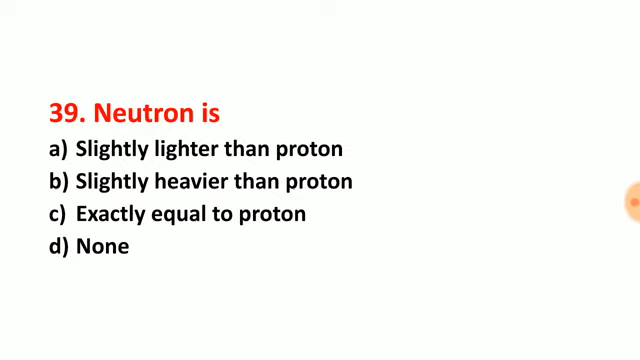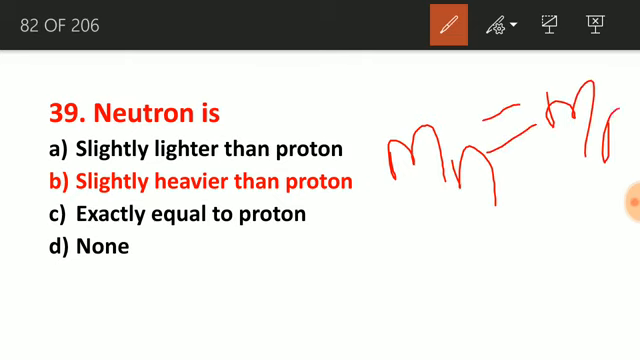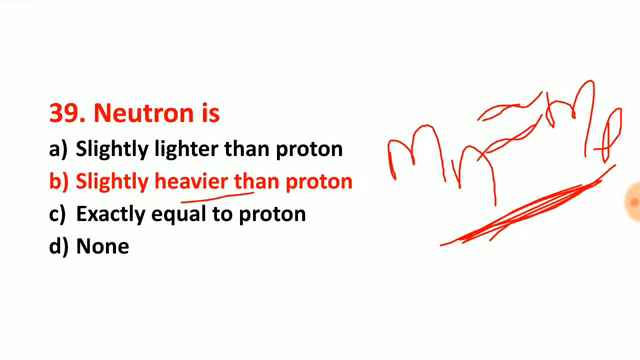Question number 39, mass of neutron is slightly heavier than proton. If we have to write the mass of neutron and proton, we write mass of neutron is equal to mass of proton, or slightly equal. Proton and neutron, their masses are nearly equal. Mass of electron is very much less than that of proton and neutron. It is 1837 times less. But if we compare the mass of proton and neutron, then the neutron is slightly heavier than the proton.